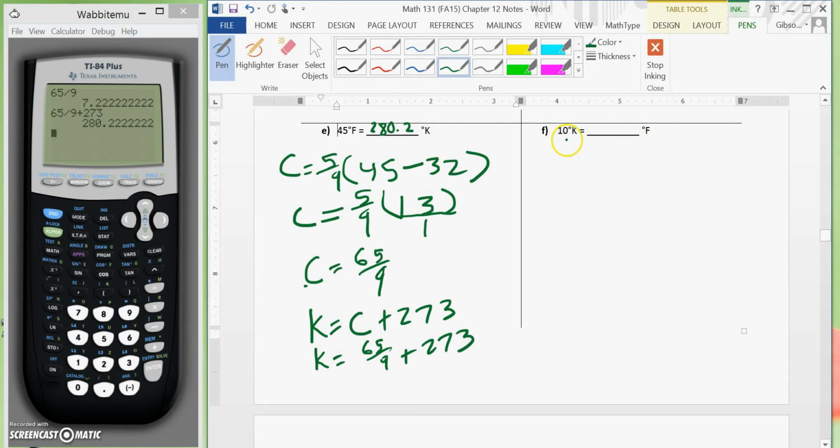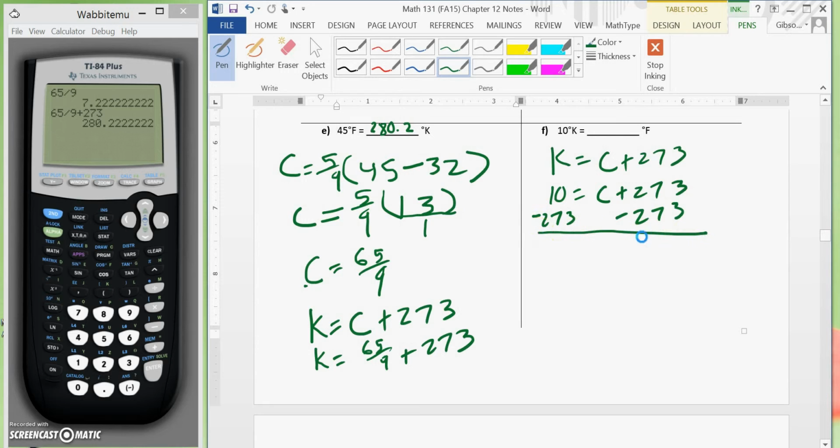Now we go to F. We have 10 degrees Kelvin is equal to blank degrees Fahrenheit. So let's go back here. The first thing we will do is change kelvins to Celsius. So we have kelvins is equal to Celsius plus 273. Now our kelvins is 10. So 10 equals Celsius plus 273. We will subtract 273 on both sides, so we will have a negative 263 is equal to Celsius.